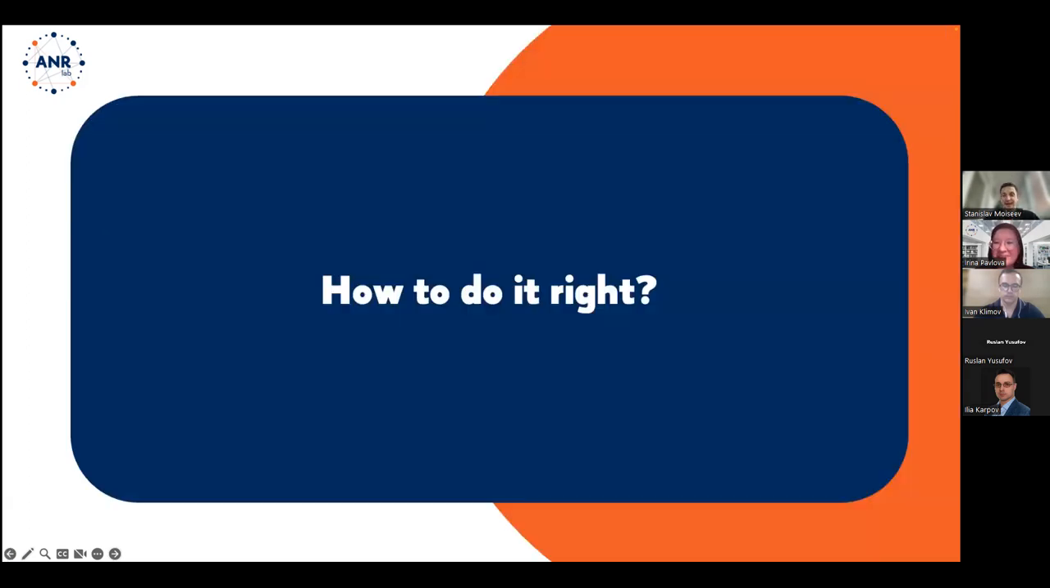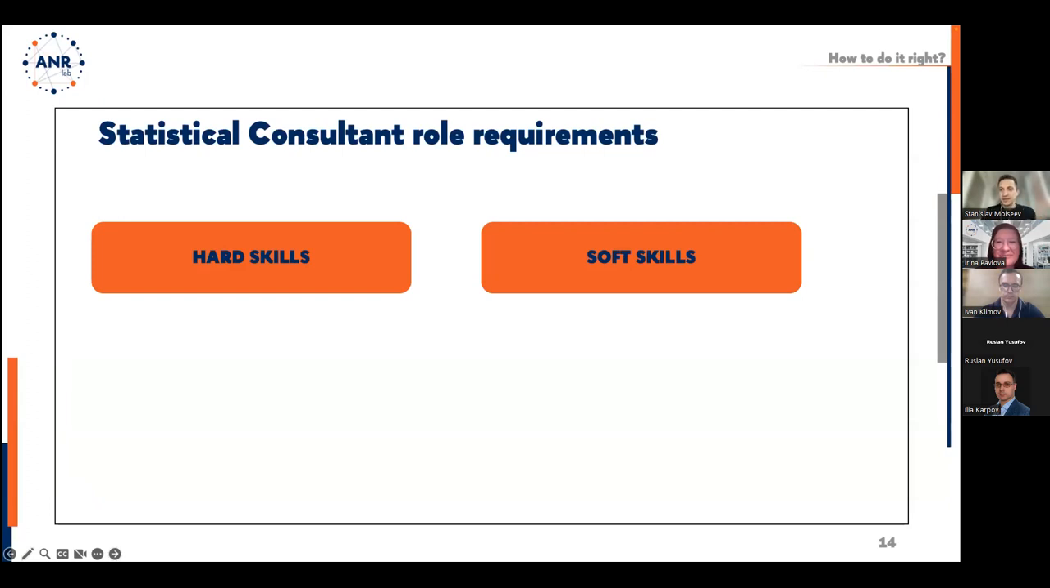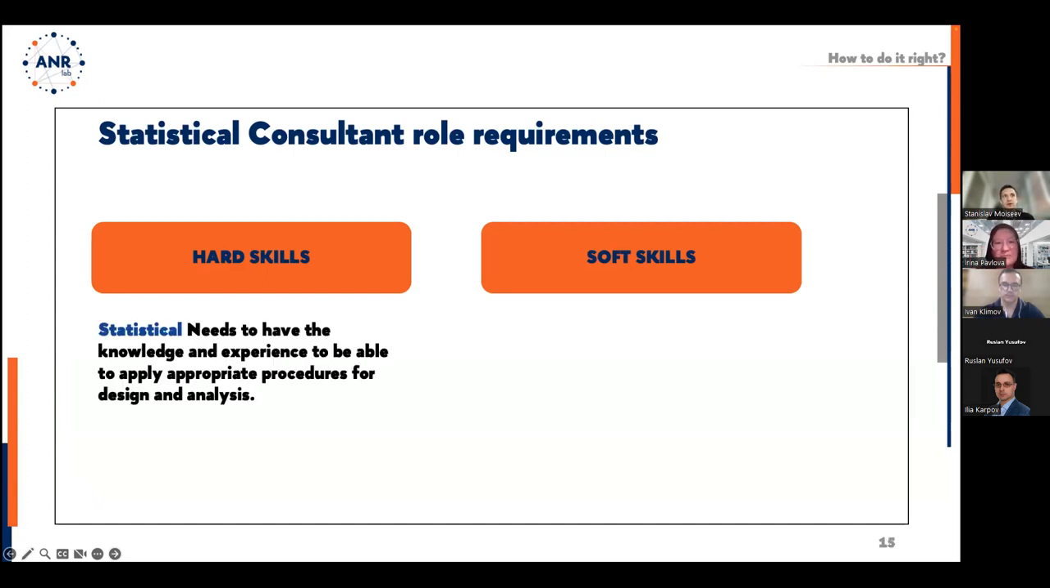And here you come up with the question of how to do it, right? Because it's quite difficult, and it requires you to know different fields and different areas of statistics, and not only statistics, right? And now it's time for us to briefly discuss some hard skills and soft skills which a statistical consultant should have, right? And in our course, of course, we started with knowledge in statistics, right?